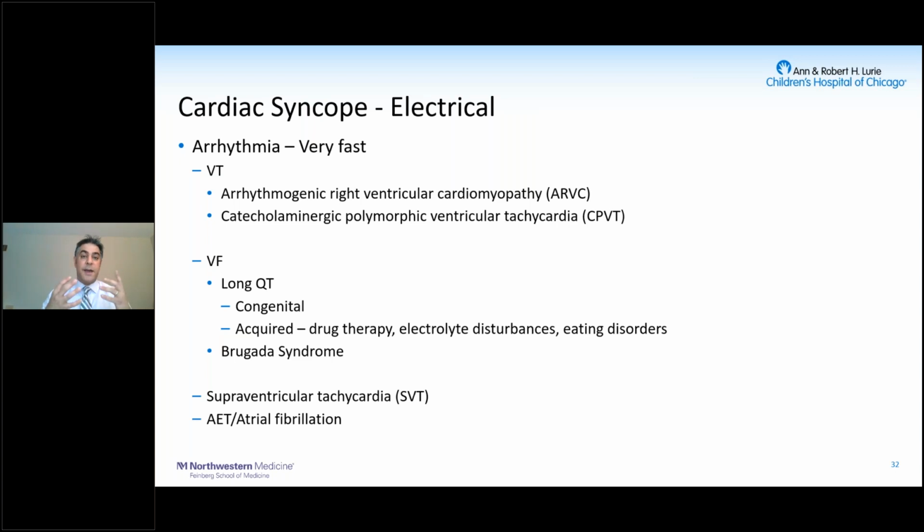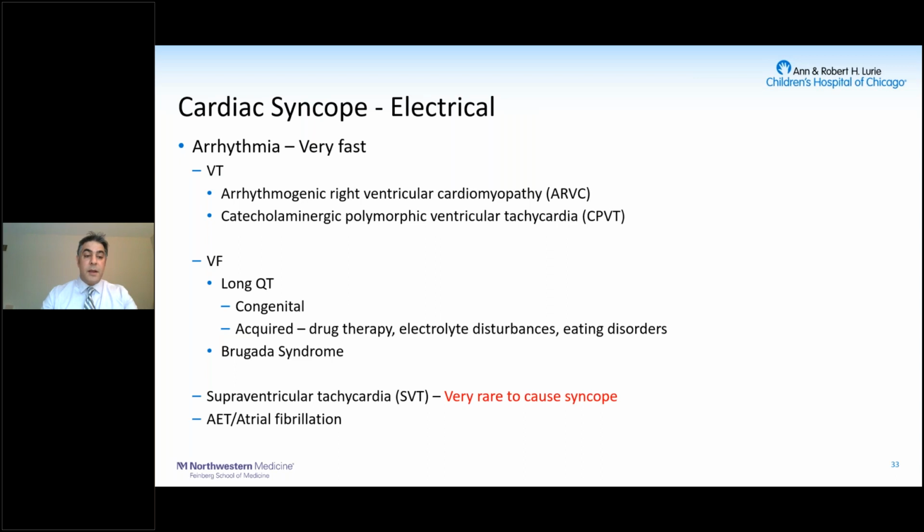Electrical: is your heart too fast or too slow, where it's not pumping enough blood because of it? If it's too fast, it's just not giving enough output. So the most common or dangerous ones are ventricular tachycardia or ventricular fibrillation. We'll come back to these episodes again, but the most concerning ones, from a family history standpoint also, are arrhythmogenic RV cardiomyopathy, catecholaminergic polymorphic VT, long QT syndrome, and Brugada syndrome.